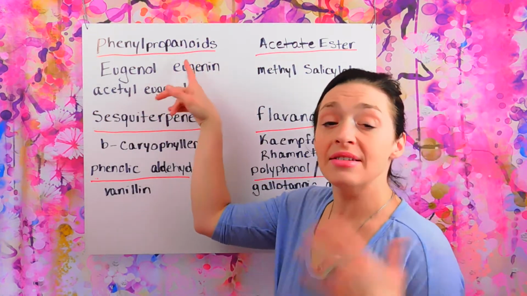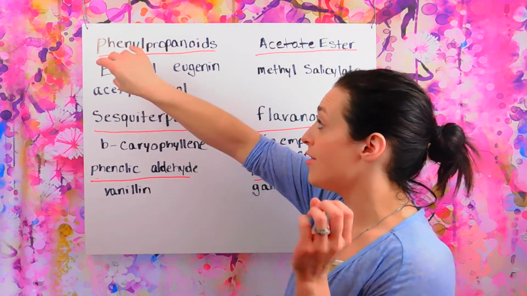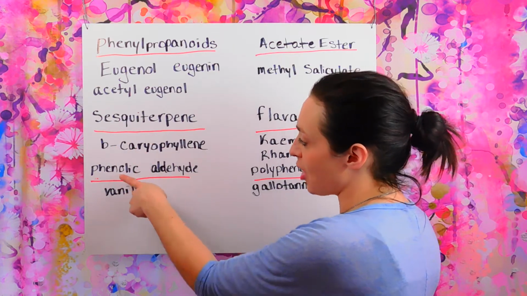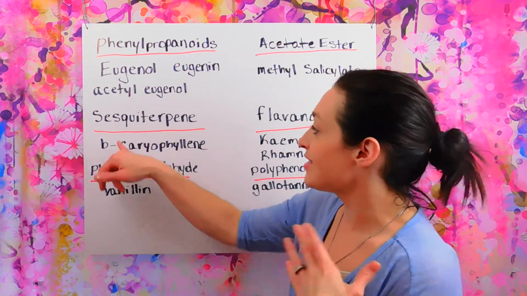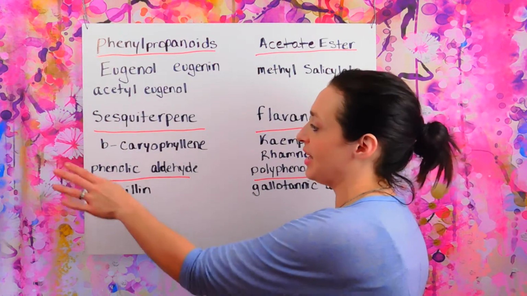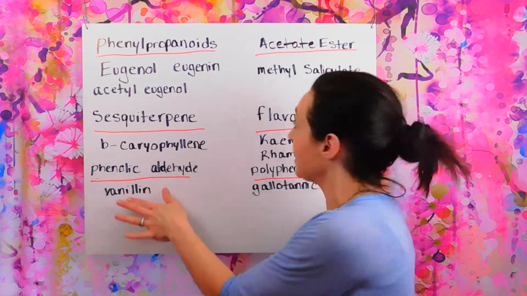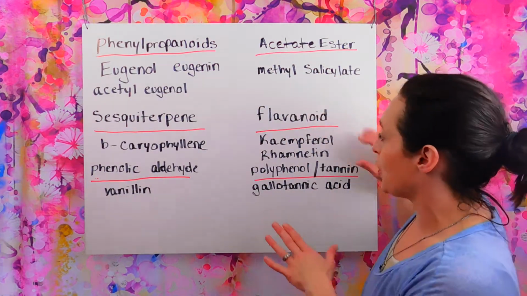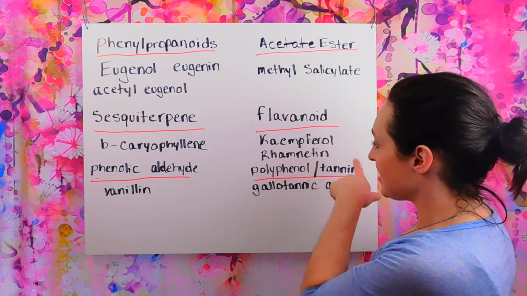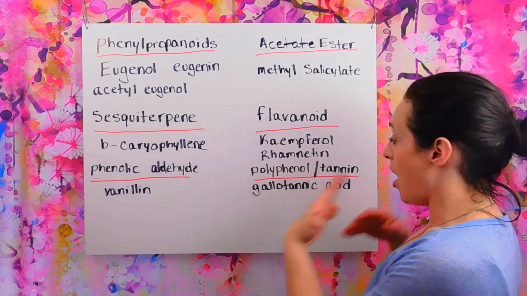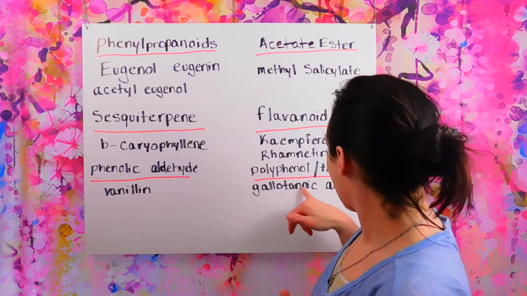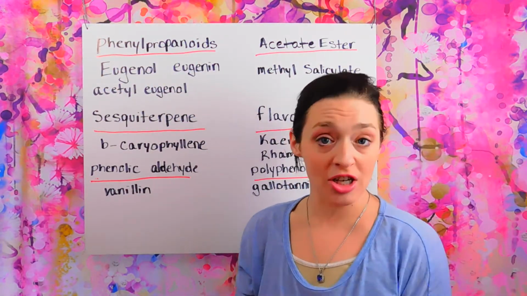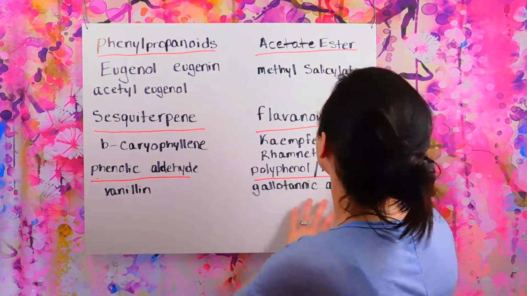categories. We have phenylpropanoids: eugenol, eugenin, acetyl eugenol. And again, that's 70 to 90% of the oil of clove, a phenylpropanoid. Sesquiterpenes, we have just one, beta-caryophyllene, and then phenolic aldehyde is the vanillin. Acetate ester, methyl salicylate, then we have some flavonoids, kaempferol, rhamnetin, and then we have some polyphenols, better known as tannins, gallotannic acid. So we're going to take a look at phenylpropanoids because there is due caution that needs to be taken with phenylpropanoids.